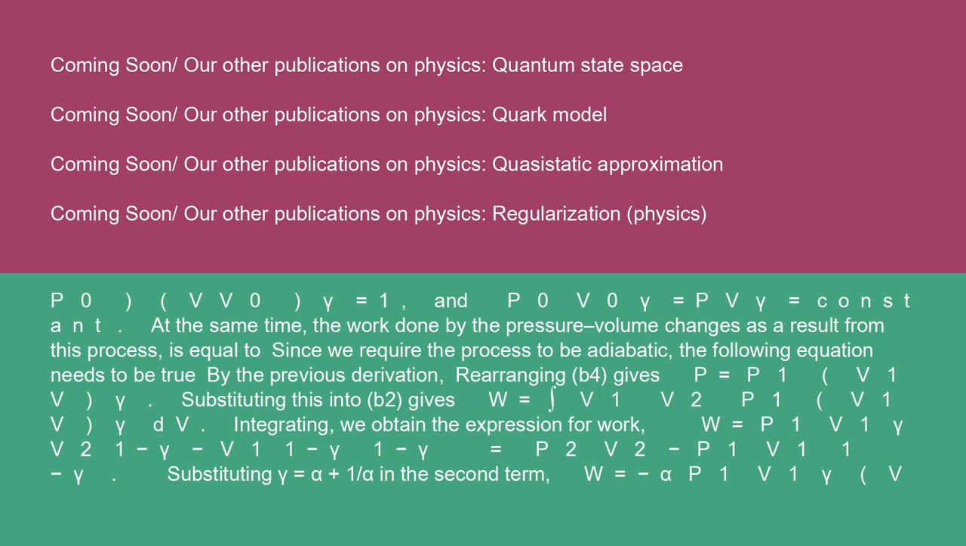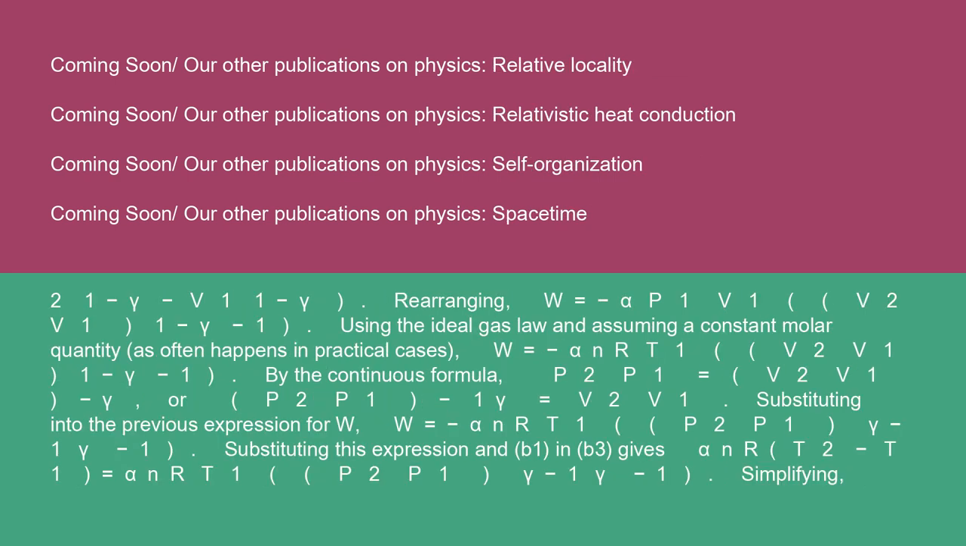Substituting gamma equals (alpha plus 1)/alpha in the second term, W equals minus alpha P1 V1 to the gamma times (V2 to the 1 minus gamma minus V1 to the 1 minus gamma). Rearranging, W equals minus alpha P1 V1 times ((V2/V1) to the 1 minus gamma minus 1). Using the ideal gas law and assuming a constant molar quantity, as often happens in practical cases, W equals minus alpha nRT1 times ((V2/V1) to the 1 minus gamma minus 1).